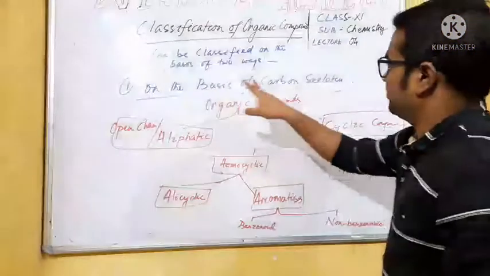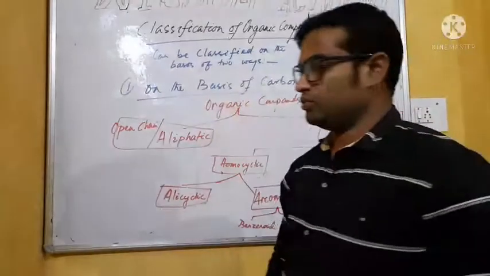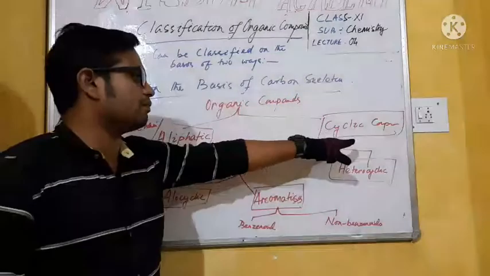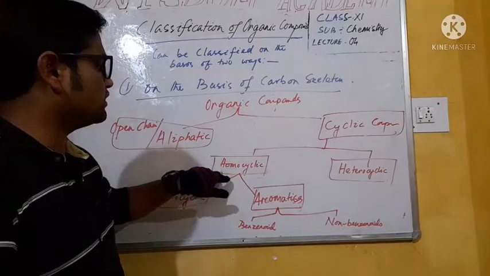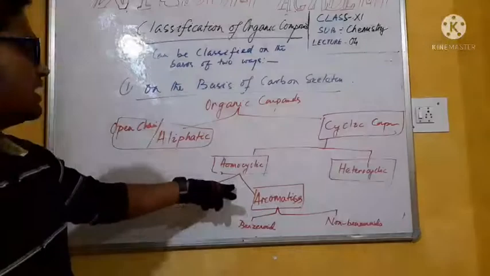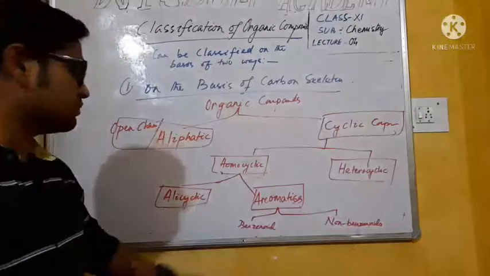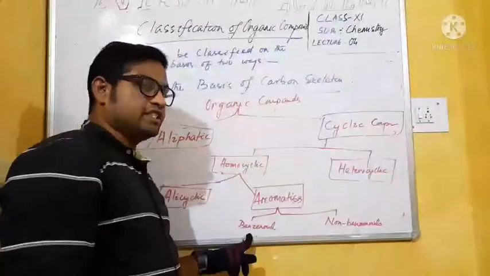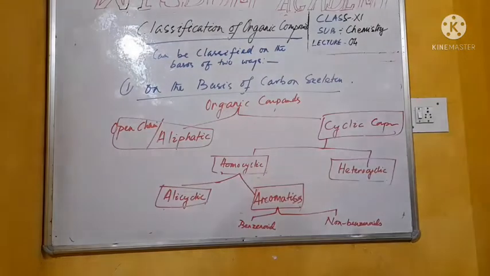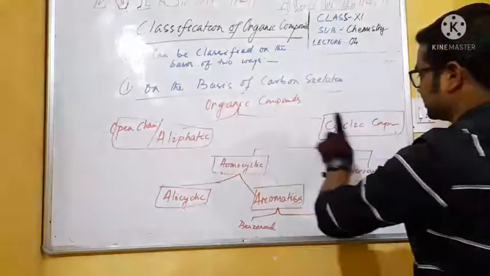Students, on the basis of carbon skeleton, all organic compounds are classified into two. First one is aliphatic, second is cyclic. Further, cyclic compounds are classified into two, homocyclic and heterocyclic. Again, homocyclic is classified into two, alicyclic and aromatics. Further, aromatics is classified into two: benzenoid and non-benzenoid. Let's start with aliphatic and cyclic.